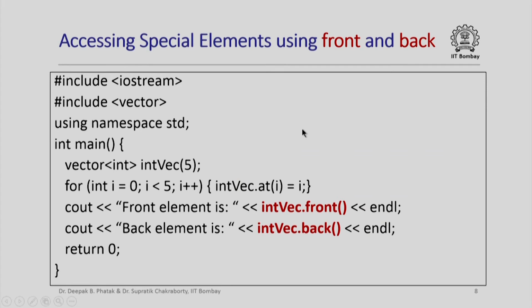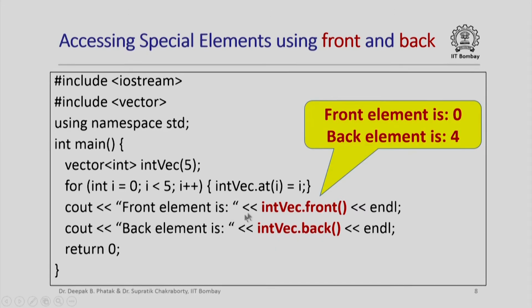Now I can also access special elements of a vector using these two member functions front and back. So here I have the same integer vector of size 5 initialized to 0, 1, 2, 3, 4, and then I use intvec.front to access the first element, and I use intvec.back to access the last element. So if I execute this program, I will find that front element is 0 and back element is 4.